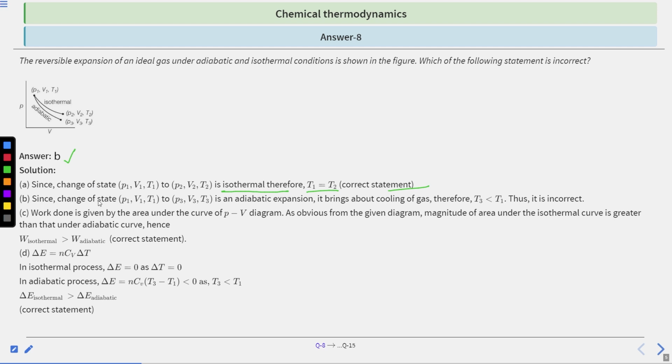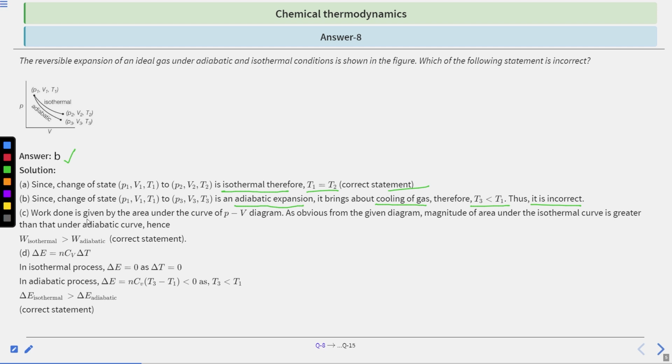In B, the change of state from P1, V1, T1 to P3, V3, T3 is an adiabatic expansion. It brings about cooling of the gas. Therefore, T3 will be less than T1. But option B says the opposite, that T3 is greater than T1. So option B will be the incorrect statement.